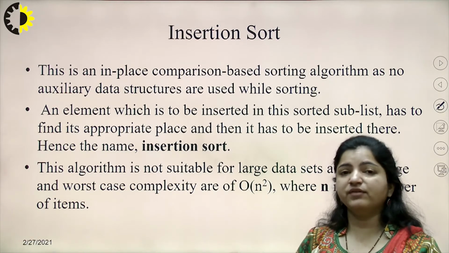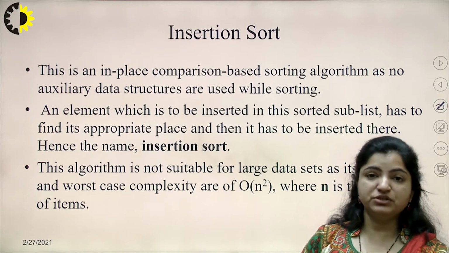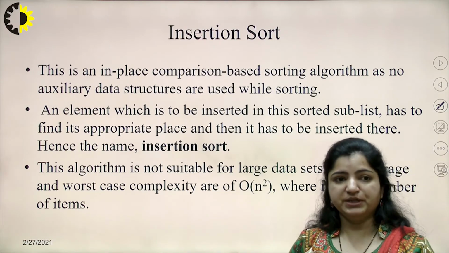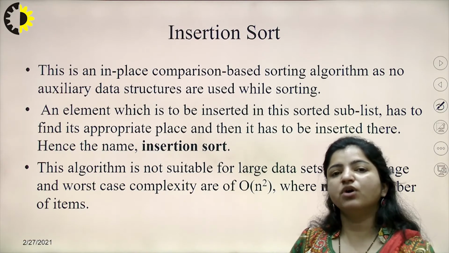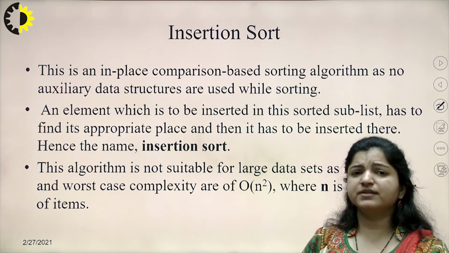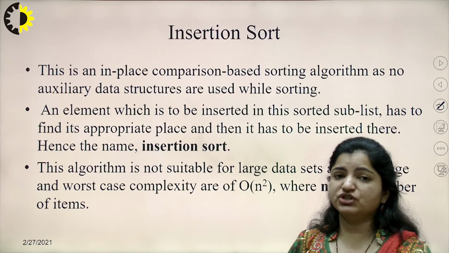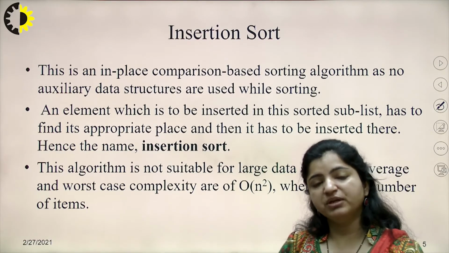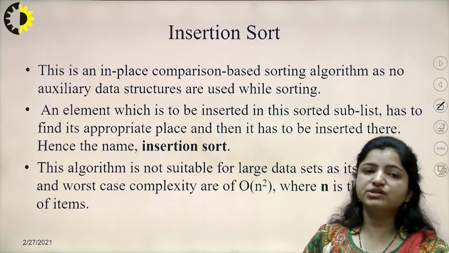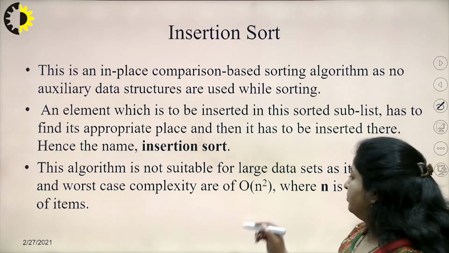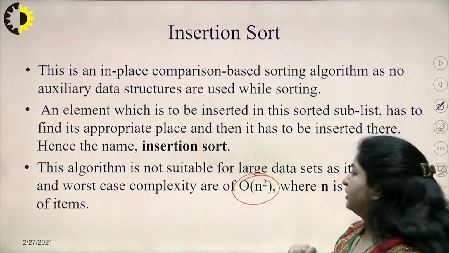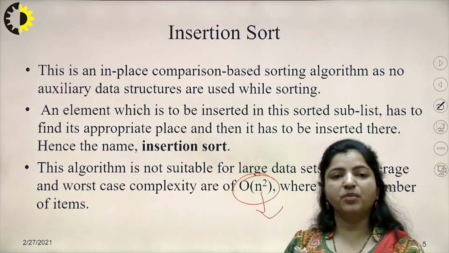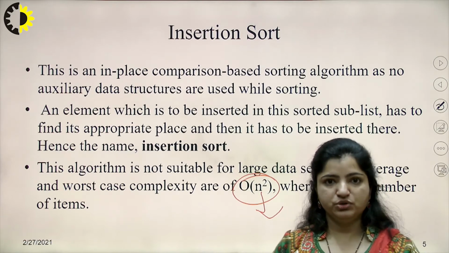So first of all, I will find where the element needs to be inserted, and then I will insert that particular element. The algorithm is not suitable for large data sets. This is the main limitation of the insertion sort algorithm. It is not suitable because its average as well as worst case complexity is big O of n square, where n is the total number of elements that we are going to sort.